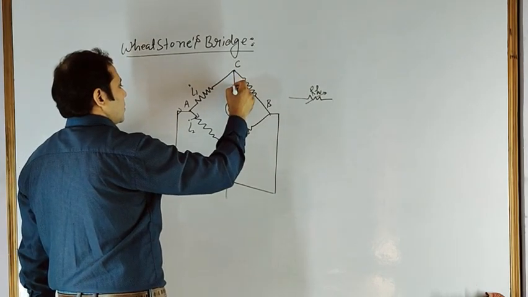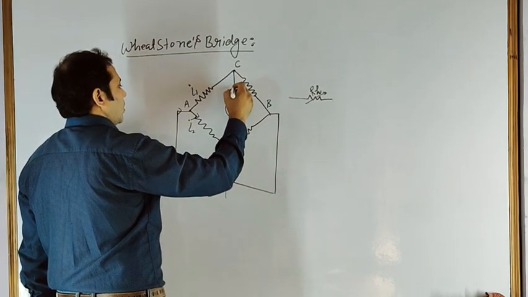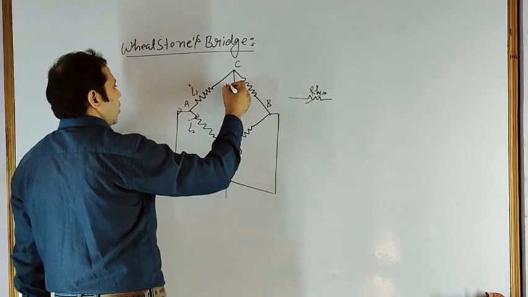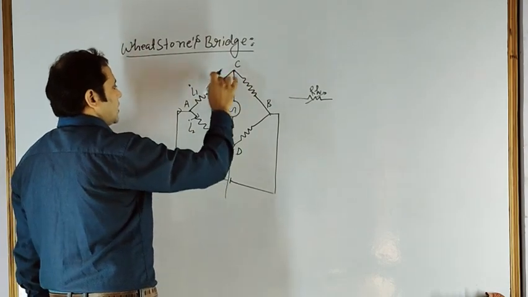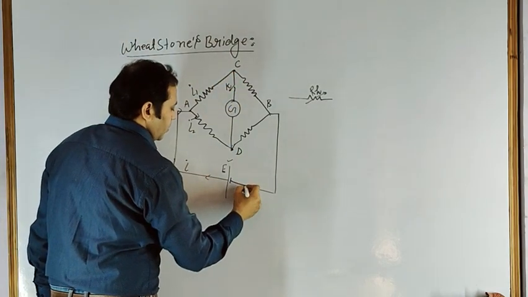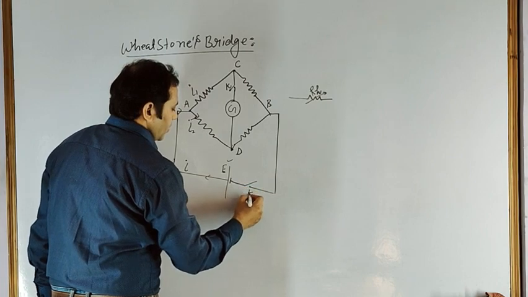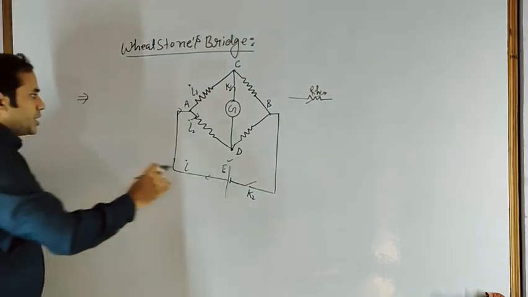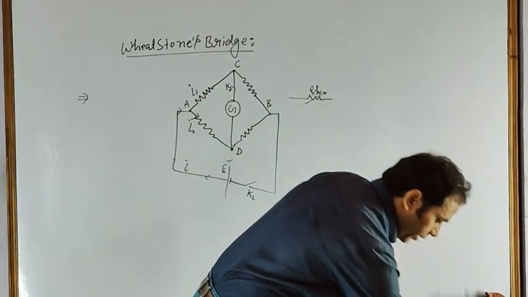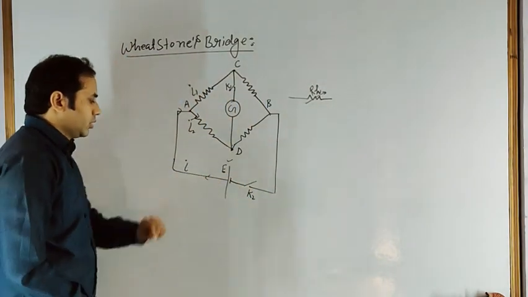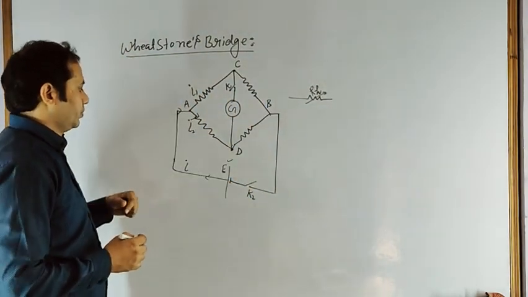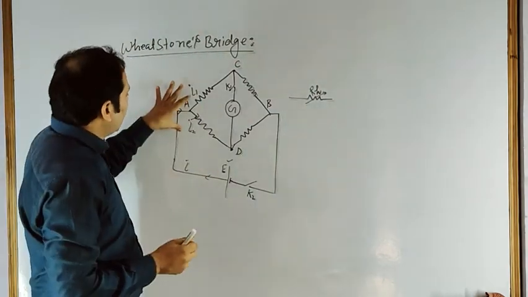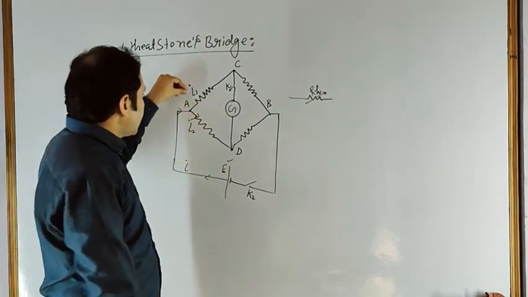Here is a key, which may be represented by K1, K2. We will consider this key as K1 and the key here as K2. So when K1 and K2 are in the closed situation, the current I will be divided into two parts, I1 and I2.